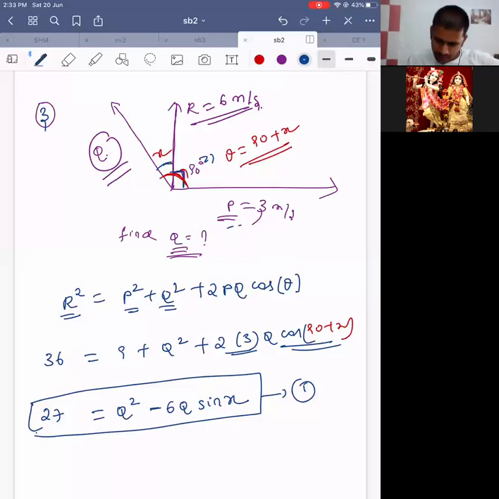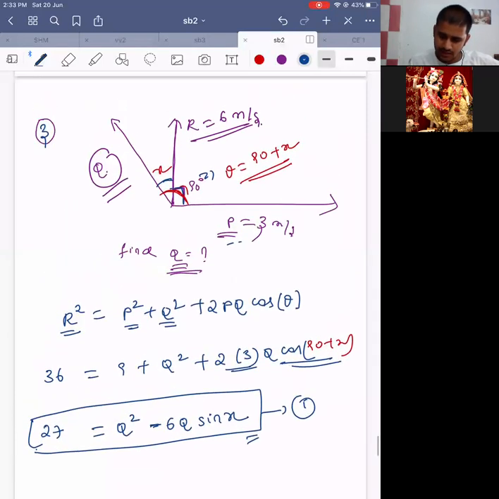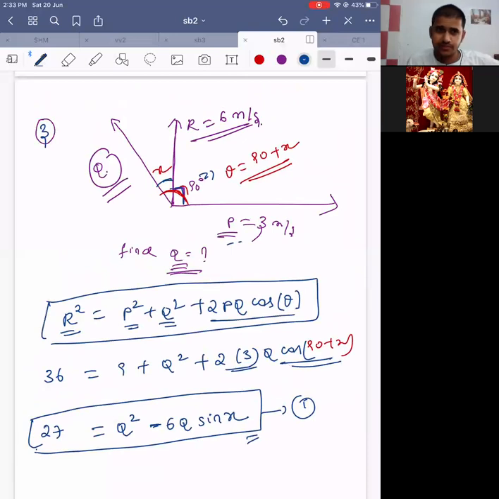Okay, so q square minus 6q sin x. Then what's next? What next we have to do? Listen again. R square is equal to p square plus q square plus 2pq cos theta. In the cos theta term, theta is the angle between p and q. Theta I am writing as 90 plus x. So I am replacing the theta with 90 plus x here.